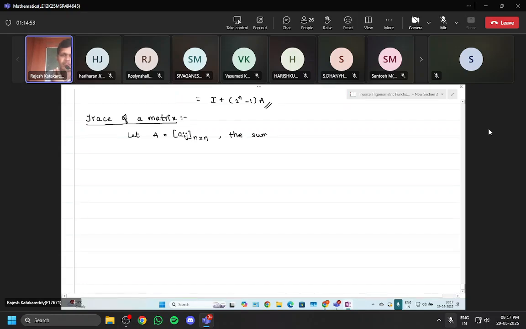The sum of principal diagonal elements of a matrix A is called the trace of a matrix A.